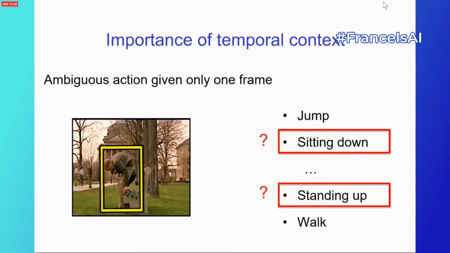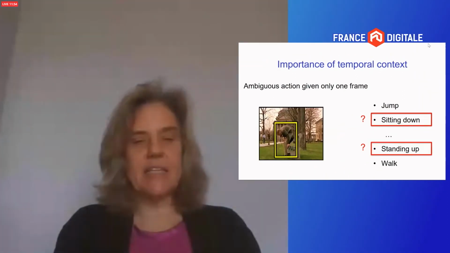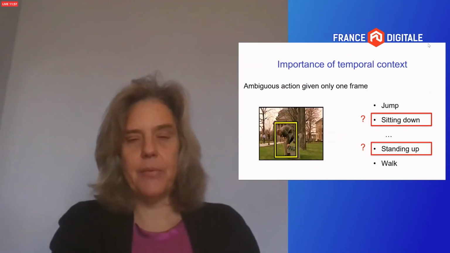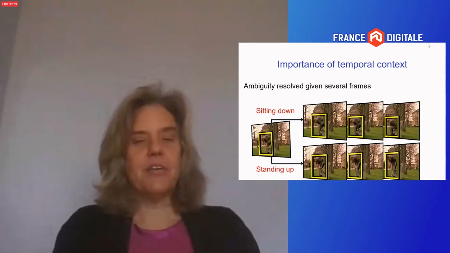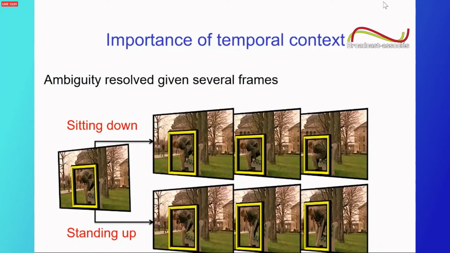In the context of video, temporal context is very important. If you look at the example, we can see that from one frame alone, we cannot determine if the person is sitting down or standing up. However, if we have the full sequence of frames, we can see that on the top, the person is sitting down, and in the bottom, the person is standing up.